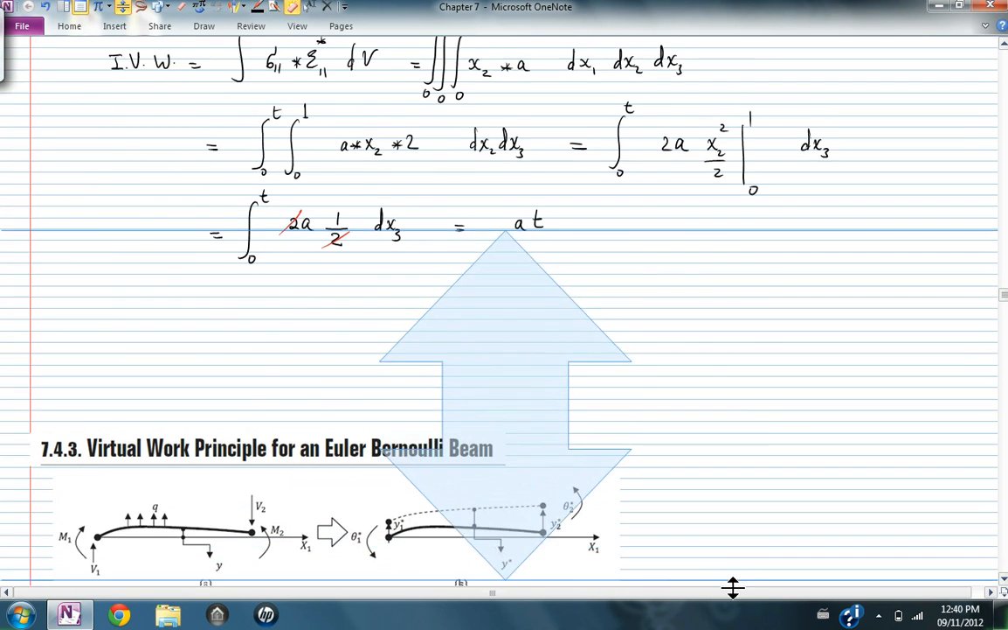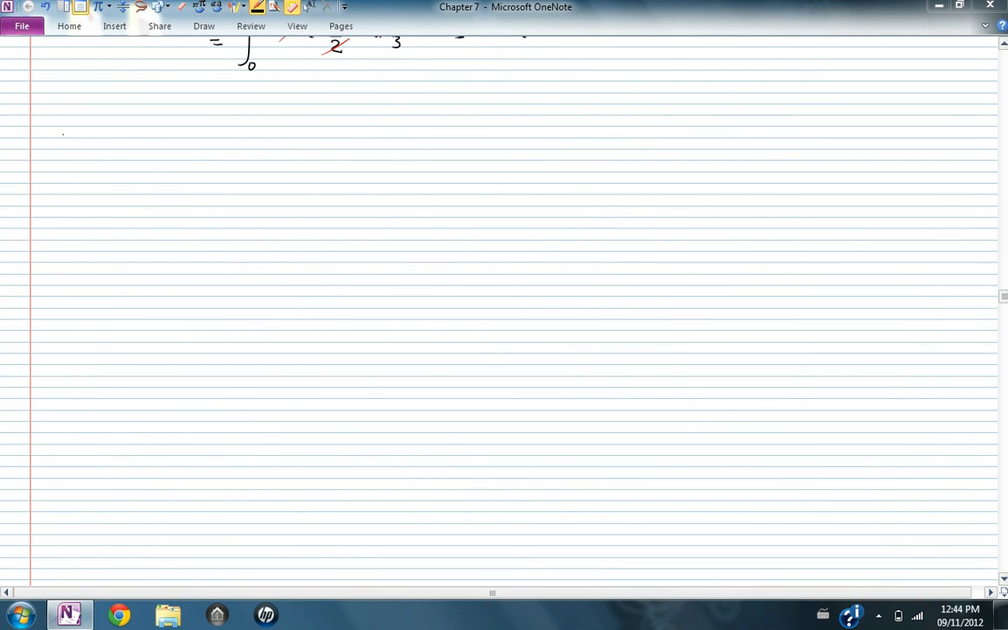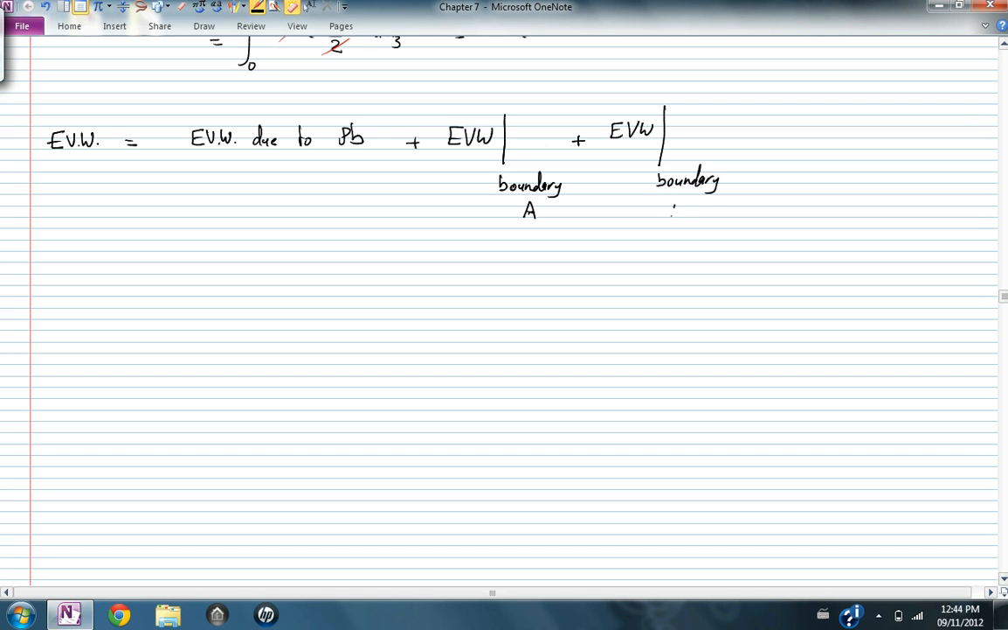Now, the external virtual work has many components. So we want to calculate the external virtual work. The external virtual work has the following components. It is equal to the external virtual work due to the external body forces, plus the external virtual work on boundary A, plus external virtual work forces acting on boundary B, plus external virtual work forces acting on boundary C, plus external virtual work forces acting on boundary D.